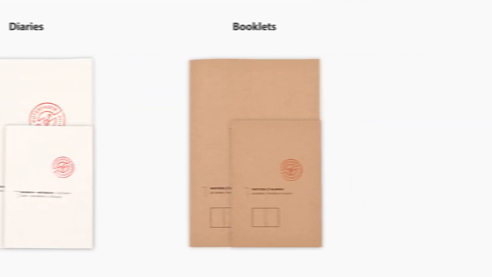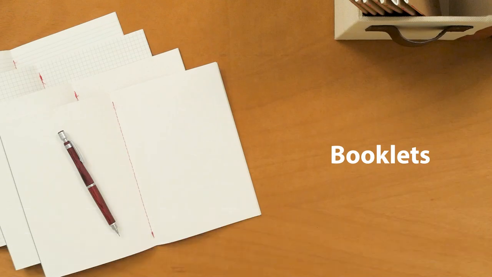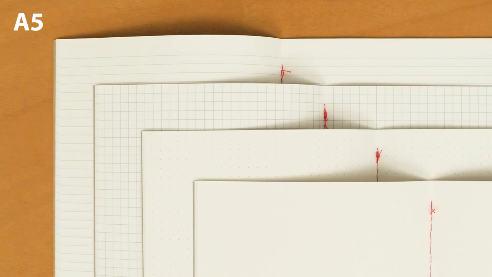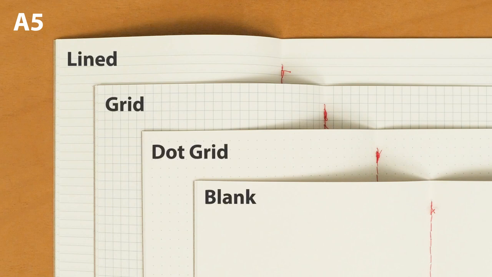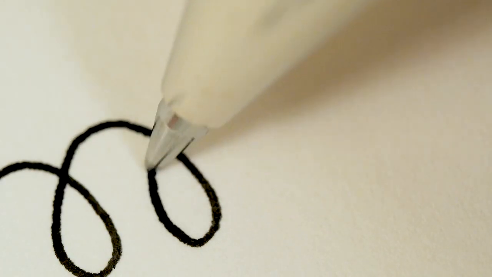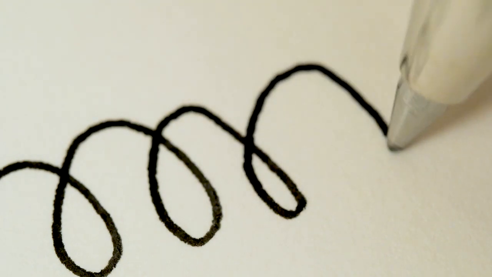Roterfaden's lightweight notebooklets come in a pack of 3. Each individual booklet contains 40 pages. The booklets feature lined, grid, dot grid, and blank sheet styles in A5. Blank and dot grid sheet styles are also offered in A6. The paper is made of 80 GSM recycled paper, and the cover is a brown 240 GSM recycled cardboard.